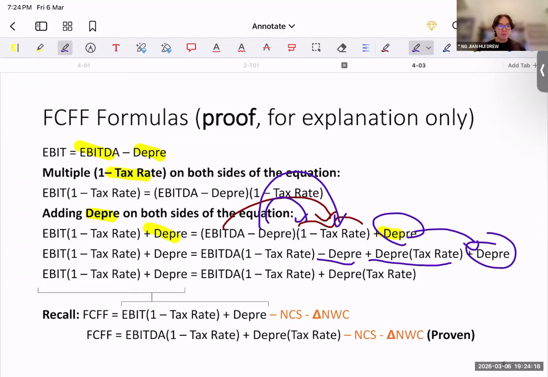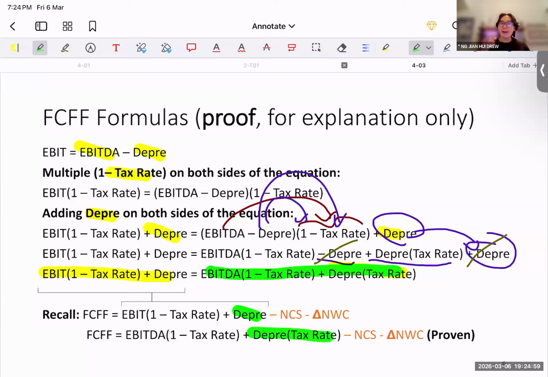Okay, so now we can actually do some simplification. Minus depreciation and plus depreciation can cancel out each other. Having done that, what we are left with is depreciation times tax rate. And so again, this EBIT formula becomes equivalent to this EBITDA formula here. And therefore, what you notice is that for the EBITDA there is depreciation times tax rate, and for the EBIT, it's just depreciation.